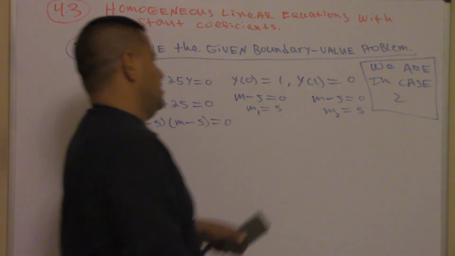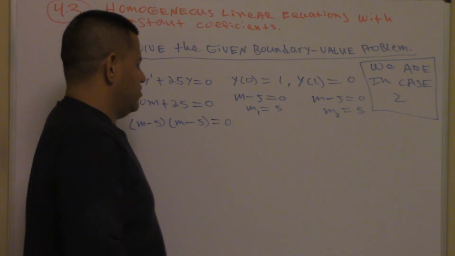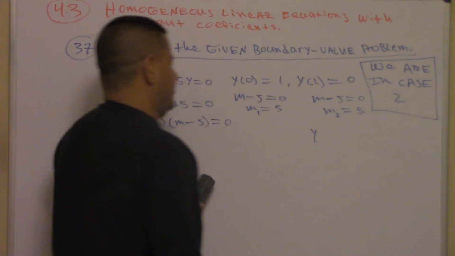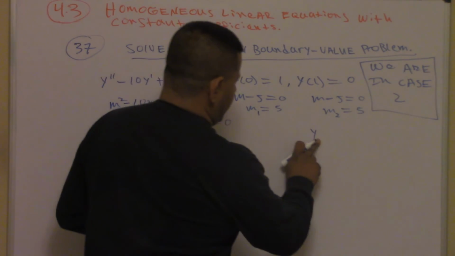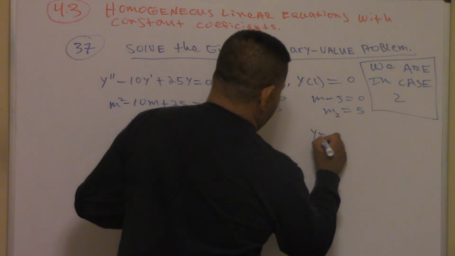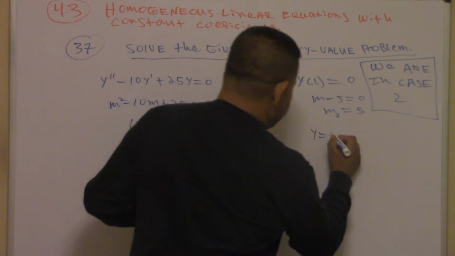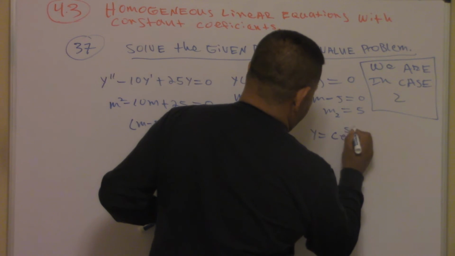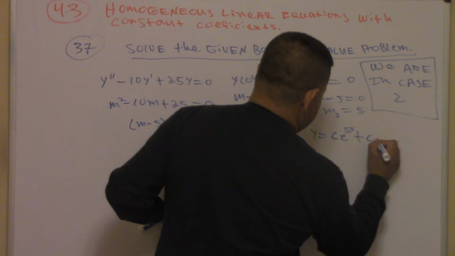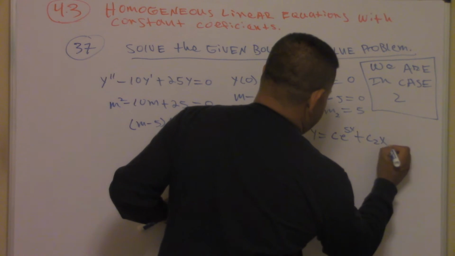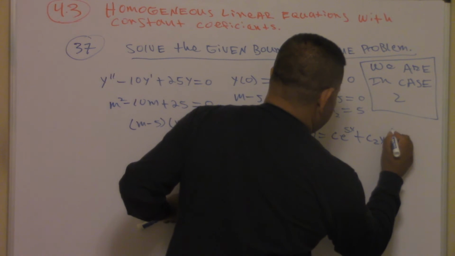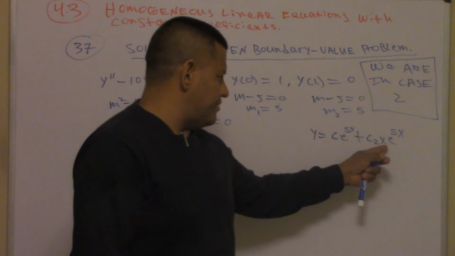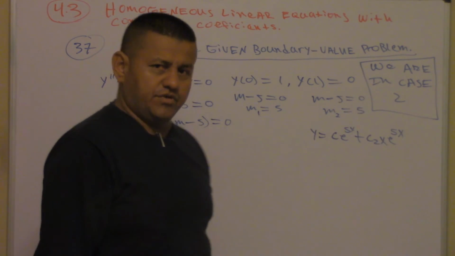Okay? So now, because we are in case 2, the complementary solution is going to be y is equal to C1 e to the 5x plus C2 times x e to the 5x, right? Notice that I put an x over there because we are in case 2, okay?